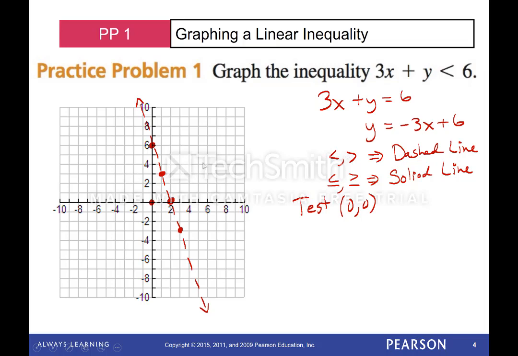If this is false, you know this side has to be true, and we only want to take the true side. So let's go for it. Test point 0, 0: 3 times 0 plus 0. The whole entire left-hand side is just going to be 0 anyways. Most students just put a 0 and we're done.